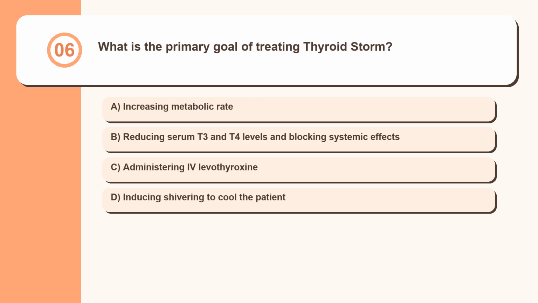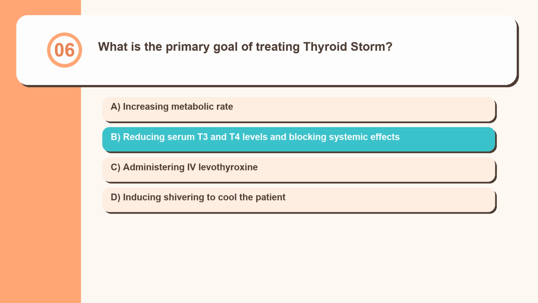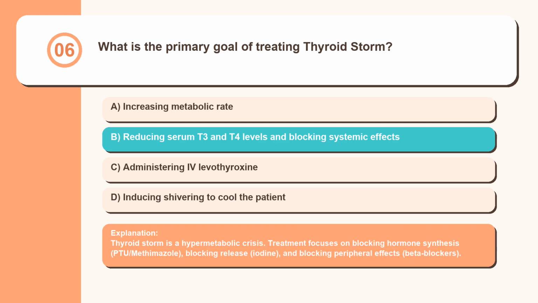Question 6. What is the primary goal of treating thyroid storm? Increasing metabolic rate, reducing serum T3 and T4 levels and blocking systemic effects, administering levothyroxine, inducing shivering to cool the patient. Thyroid storm is a hypermetabolic crisis. Treatment focuses on blocking hormone synthesis, PTU/methimazole, blocking release, iodine, and blocking peripheral effects, beta blockers.